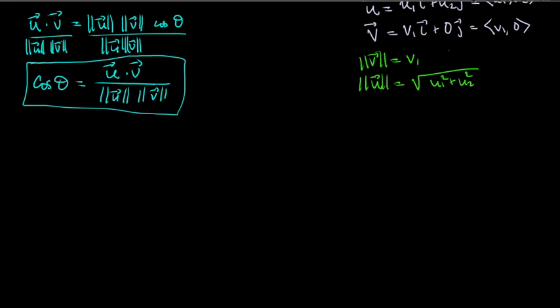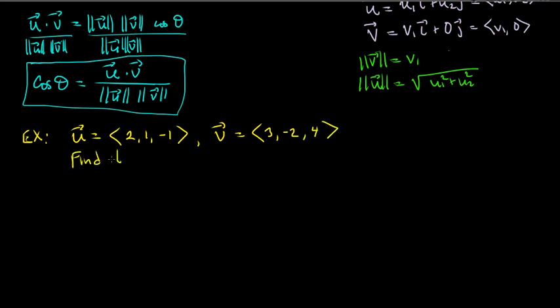Okay. Again, maybe just an easy example. Suppose u is the vector 2, 1, negative 1, and v is the vector 3, negative 2, 4. Find the angle between u and v.